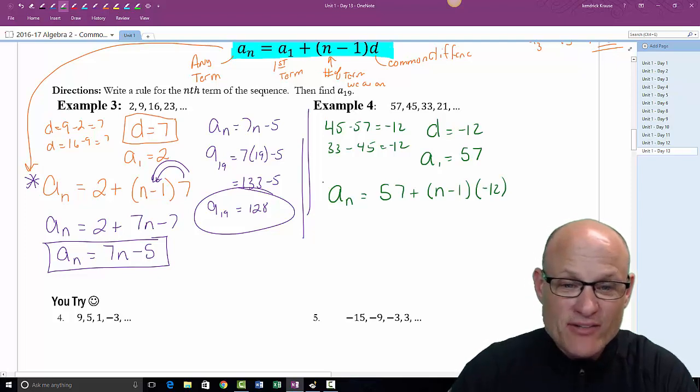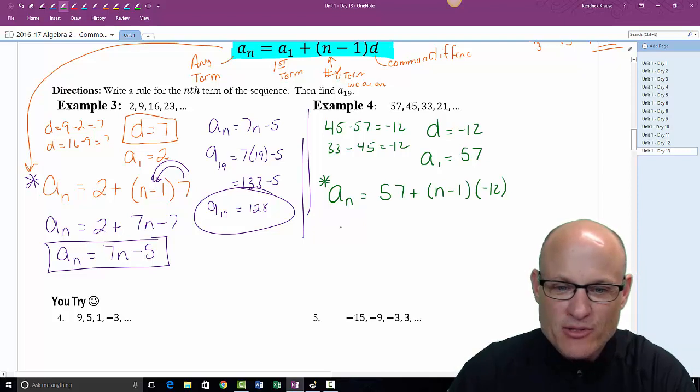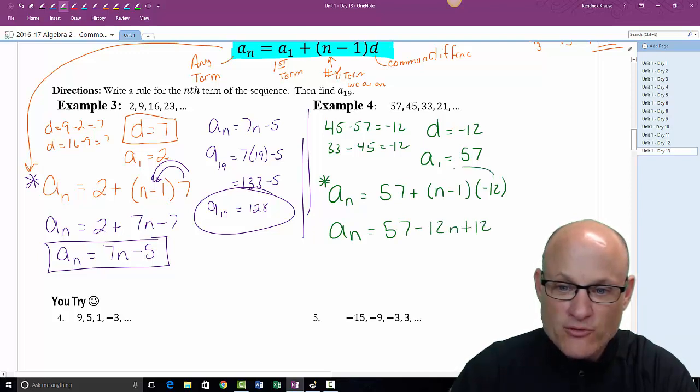And again, you could leave it like that, but I'm telling you, most times they're going to ask you to clean it up. So let me just clean it up. A sub n is equal to 57 minus 12n plus 12. Remember, we're going to distribute this negative. So I get a sub n is equal to negative 12n plus 69.